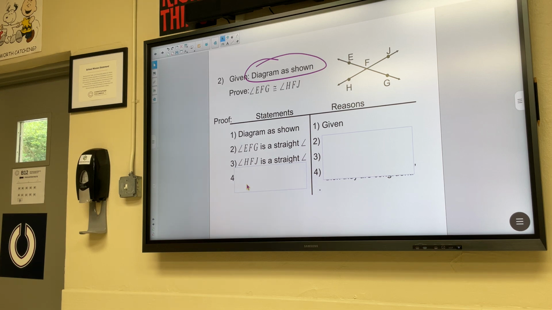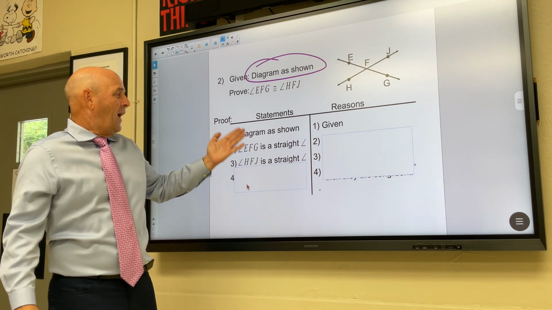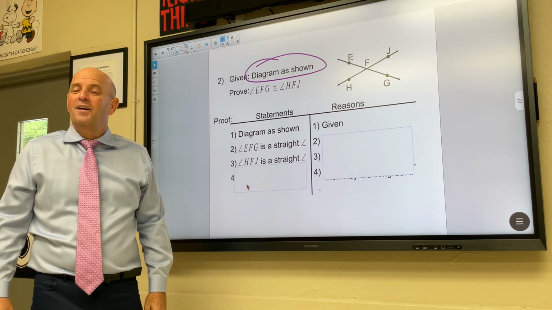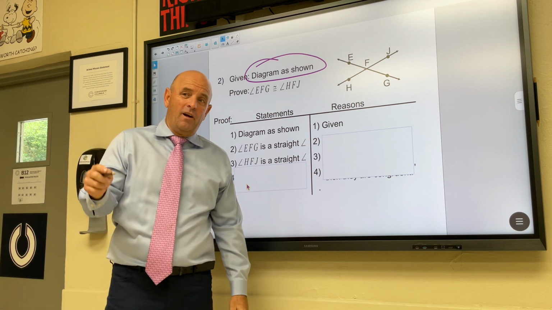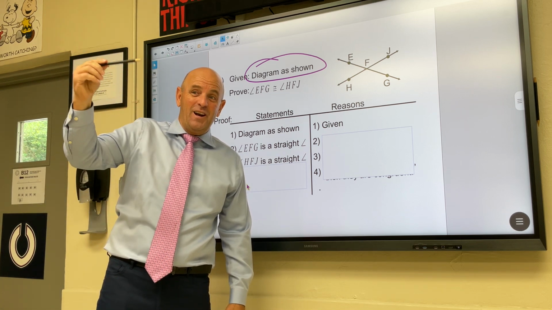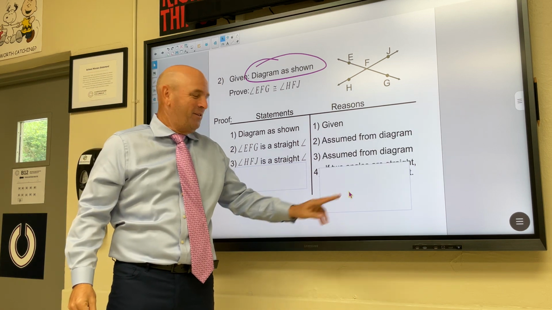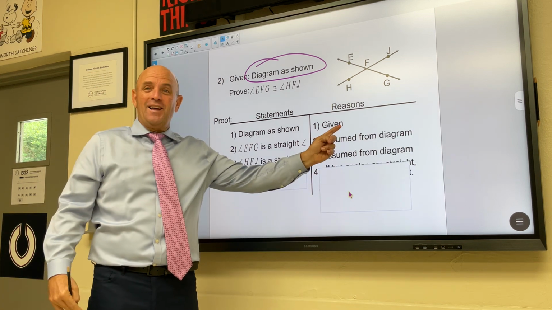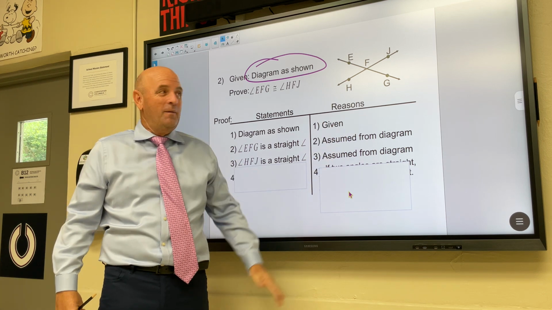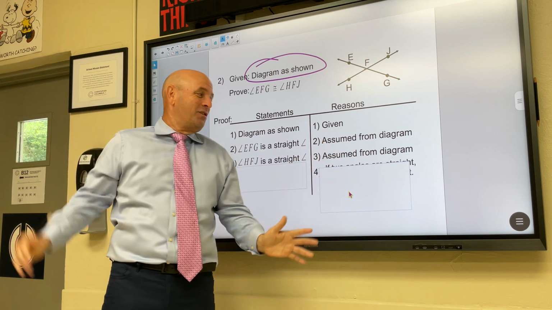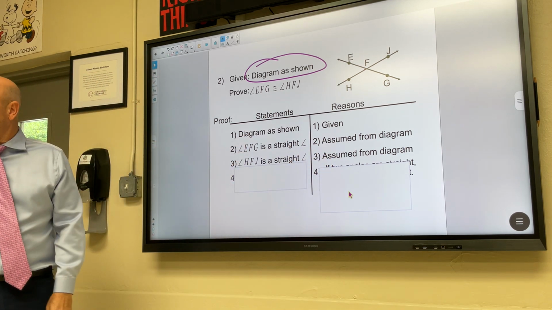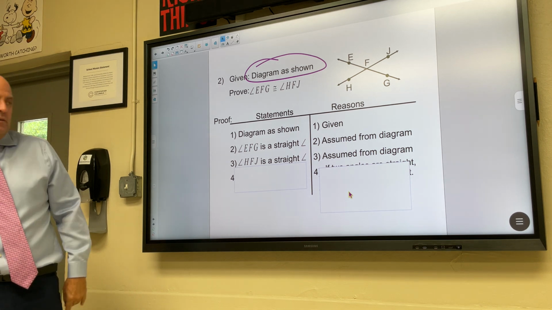Okay, here's a little bit of an outlier. What is the reason for that? Why? How did I go from the diagram to saying that the angles were straight? Because they're collinear points. Okay, you're not wrong, because they're collinear, which means we were allowed to assume it, weren't we? So guess what we write for the reason? You think we write that very often? No, very, very rare do we write assume from diagram because we're not allowed to assume very much. So this is one of those times that the reason I said they're straight is because assume from diagram. You got that down?